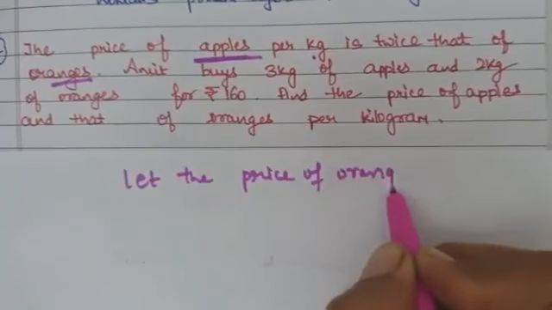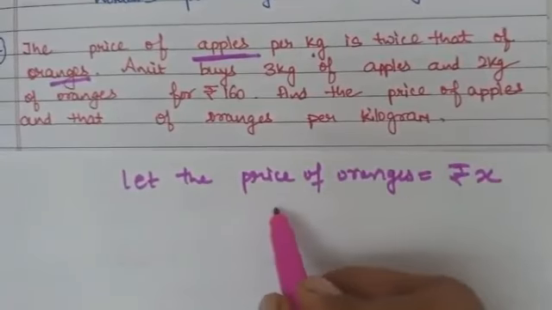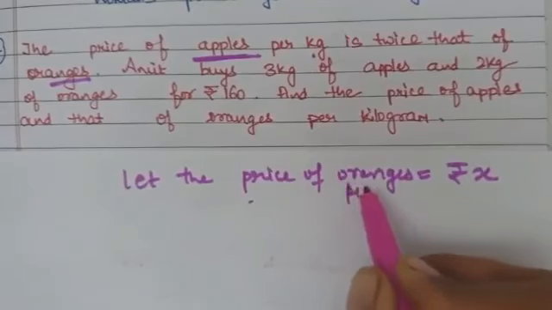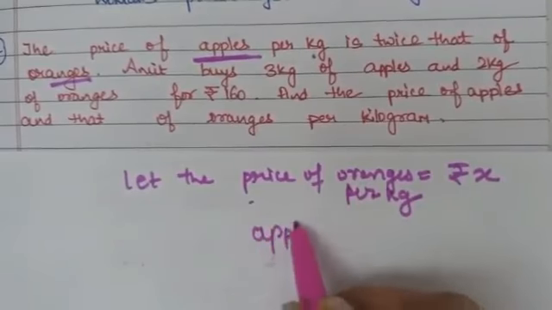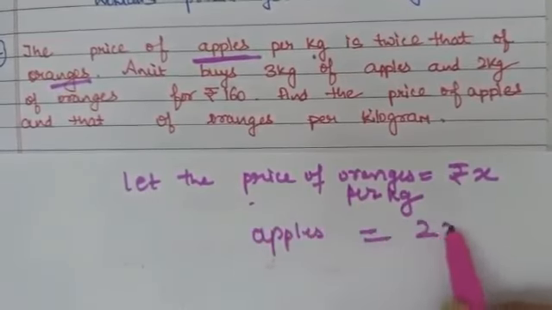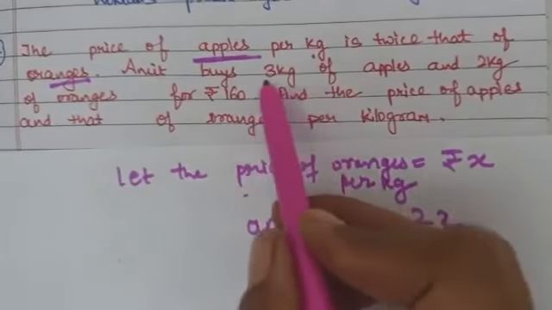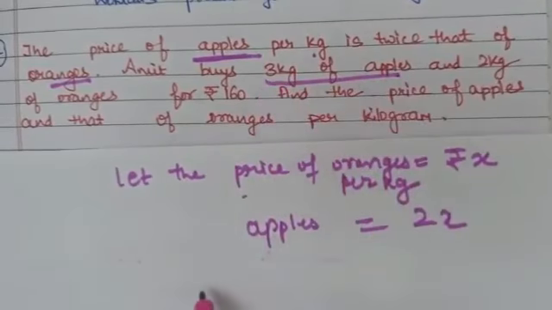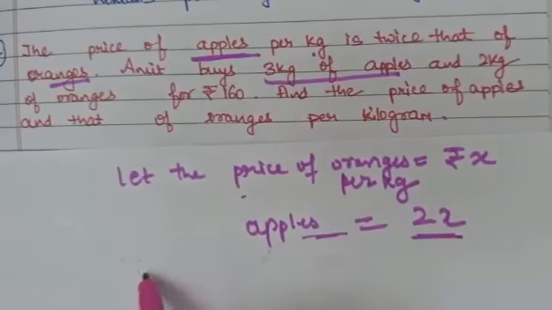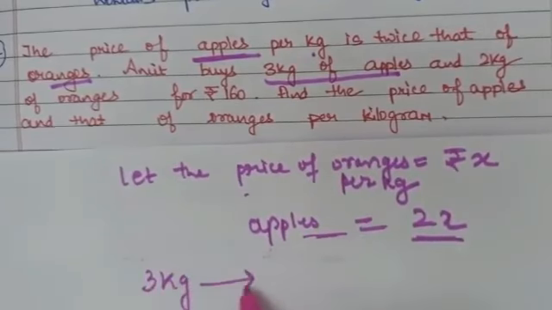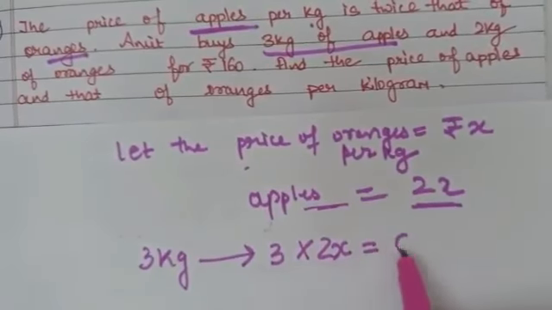So let us take first the price of oranges be x. So now the price of oranges per kg is x, so the apples price will be what? That will be 2x. Now Amit buys 3 kg of apples. Now the price of 1 kg apple is 2x. So 3 kg apple will be 3 into 2x, that is equals to 6x.